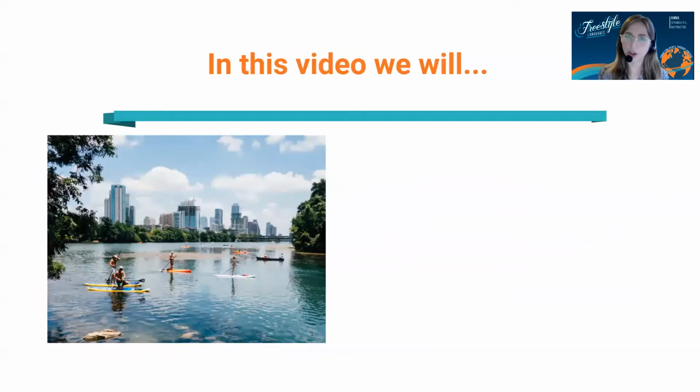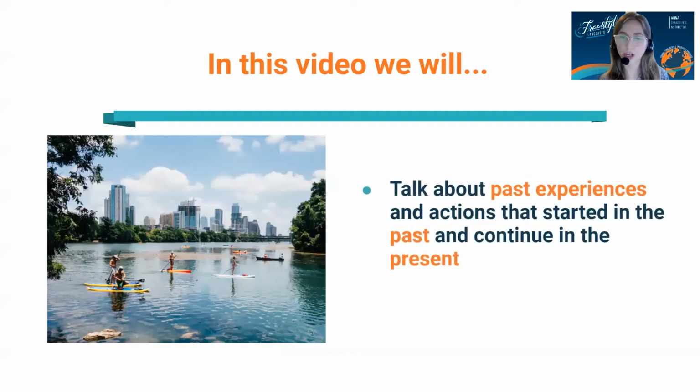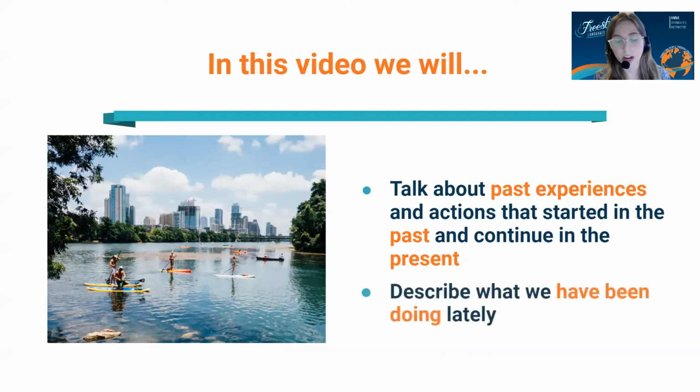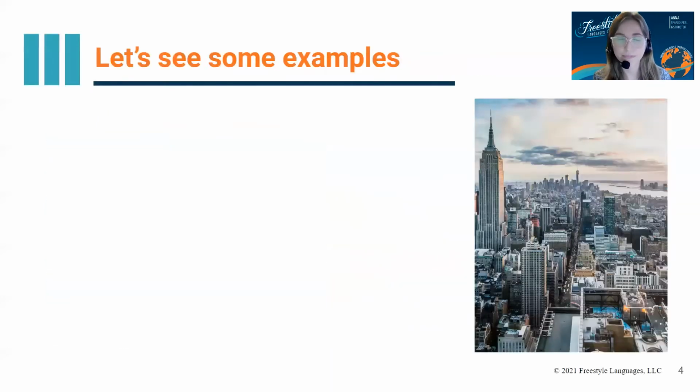Okay, and now we're ready to jump into a little bit of English. So in this video, we'll talk about past experiences and actions that started in the past and continue in the present. And we will describe what we have been doing lately. Ready? Okay, we'll start with some examples. And for each example, pay attention to the text that's highlighted. Okay, all of the words in blue or in orange. Pay attention and notice what kind of verbs are we using and how do we change them.